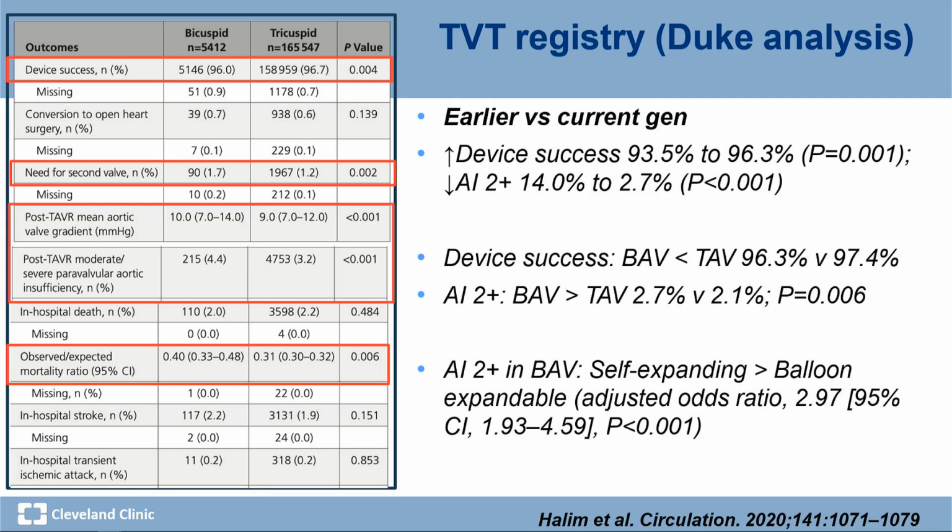And here you can look at it, the device success is 93% with the current generation valves, 96%, and 2+ AR is 2.7%. So it decreased from 14% to 2% with the newer generation valves. And 2+ AI was, as you can see in the bicuspid valve, slightly higher than the tricuspid valve. And the self-expanding valve and balloon expandable valve, AI was a little bit more with the self-expanding valve, 3 times more compared to the balloon expandable valve.